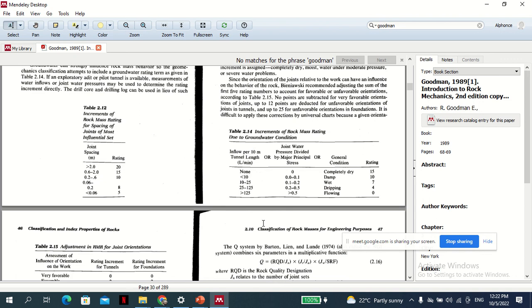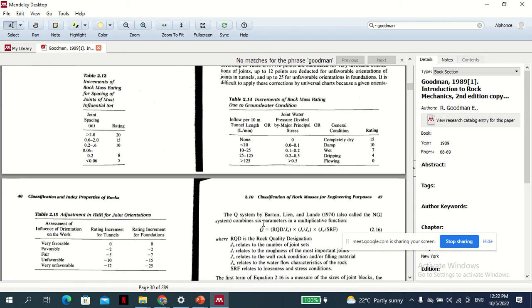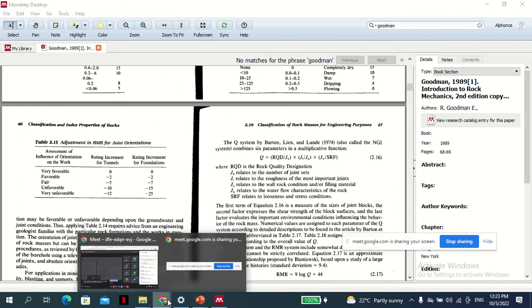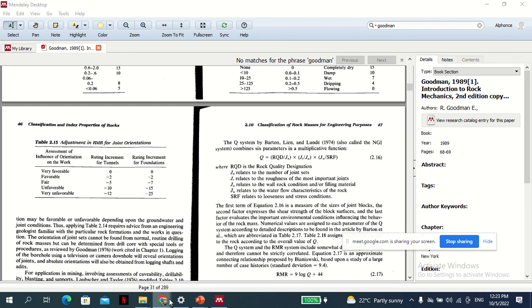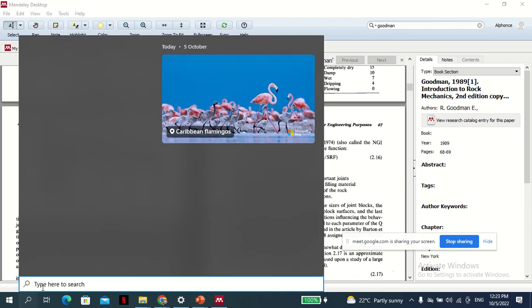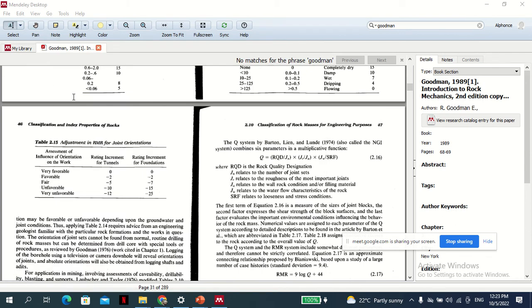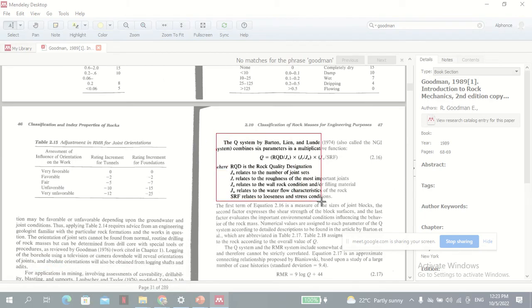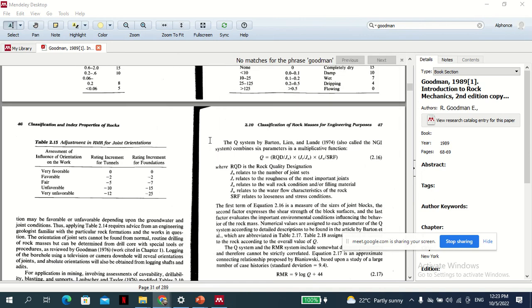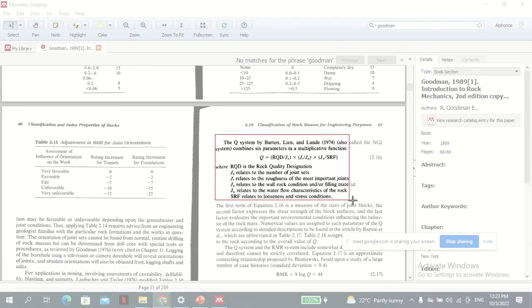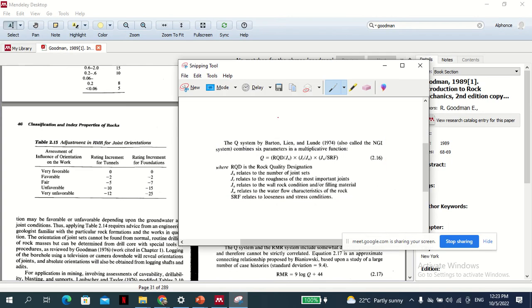So this is what you are seeing. I think this is important for you. This is the Q system proposed by these authors, and again based on the RQD.